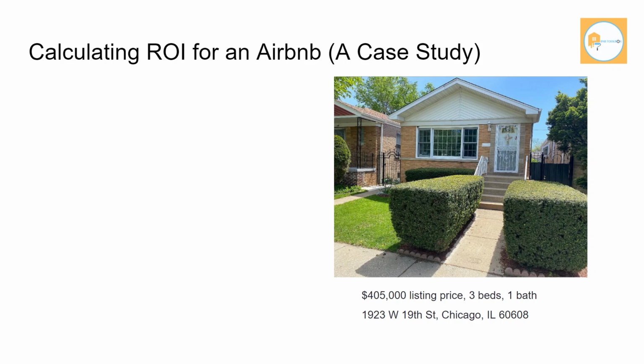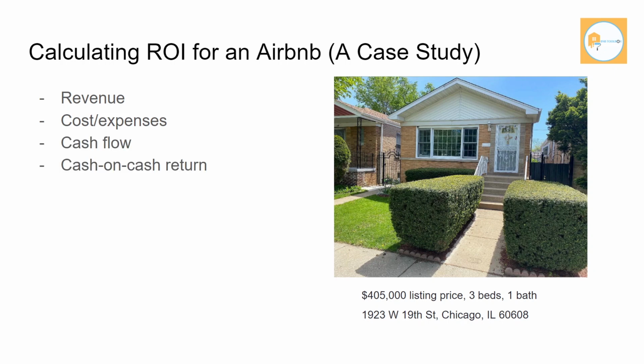So I'm going to do this case study on a listing that I saw on the Zillow website in Chicago. And the listing is going for $405,000, and it's a 3-bed, 1-bath property at this address. I'm going to first talk about the revenue, how much revenue the property will generate, go through the costs and expenses of operating an Airbnb, calculate the cash flow, and then calculate the cash-on-cash return, which is a metric to determine how much cash the property can produce based on how much investment that you've put in. And then finally calculate the return on investment or the ROI of the property.